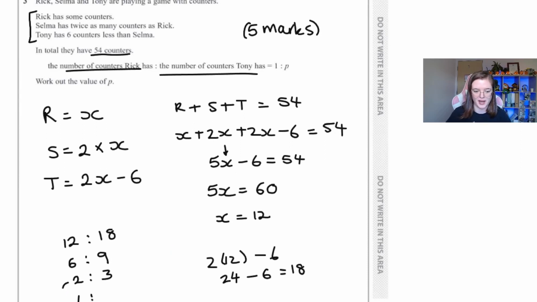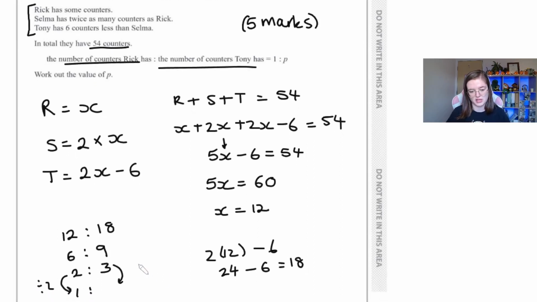So how am I going to get from 2 to 1? I'm going to divide it by 2. So therefore, what am I going to do over here? I'm also going to divide that by 2, which means that this is then 3 divided by 2, or 1.5. And you're not normally meant to leave these as decimals, but because it's asked for 1 to p, 1 has to be there, right? Which means that p then has to be 1.5. Not ideal, but the way that they've asked us to do it, that's the way that it must be. And there we are, and that is 5 marks.